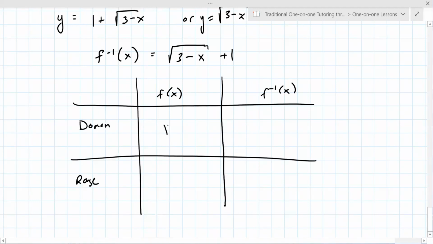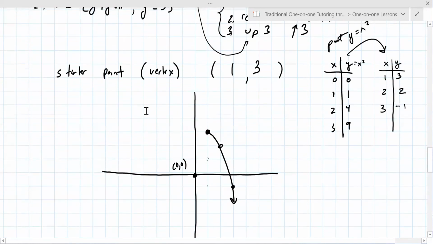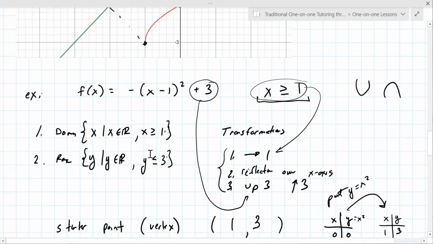So originally we said that x could be greater than or equal to 1. And we said that y was less than or equal to 3. Do you remember that from earlier? That was from, it's way up here, but we covered that.